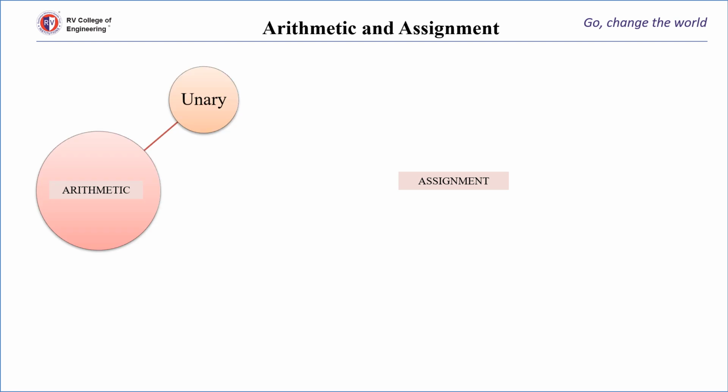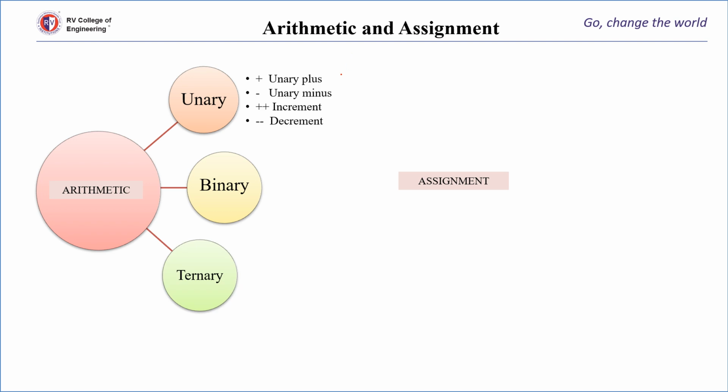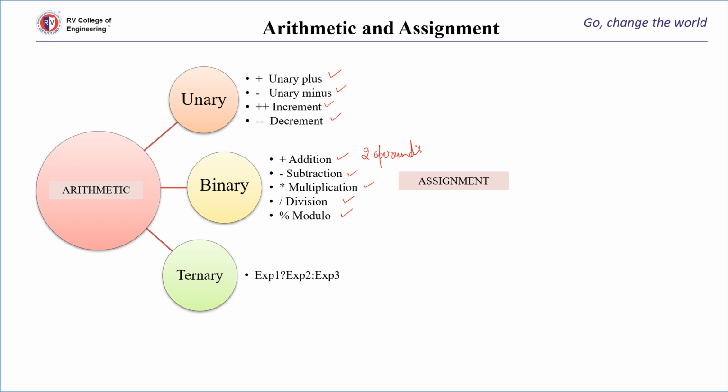As discussed, unary operators, binary operators, and ternary operator is a classification for your arithmetic operator. So unary operators are unary plus, unary minus, increment and decrement operators. Binary operators like addition, subtraction, multiplication, division, and modulo. These are called binary because they operate on two operands. Ternary operator, as discussed, operates on three operands, hence the name ternary.